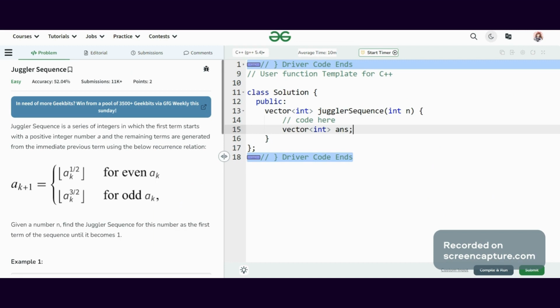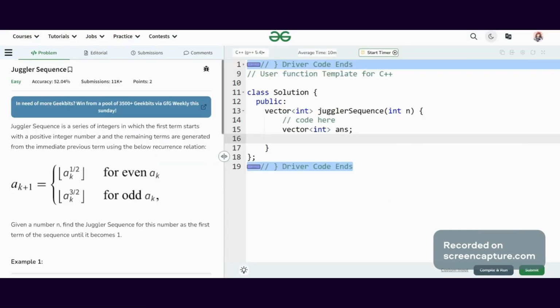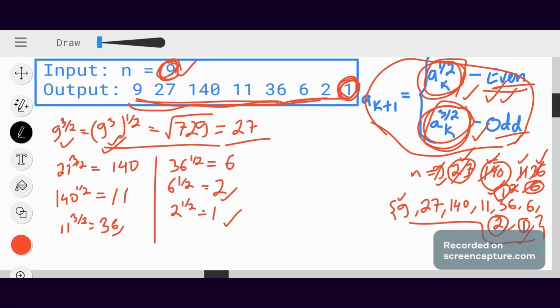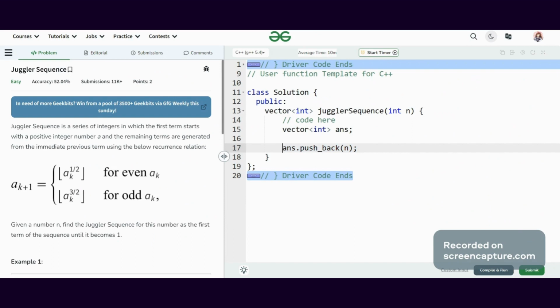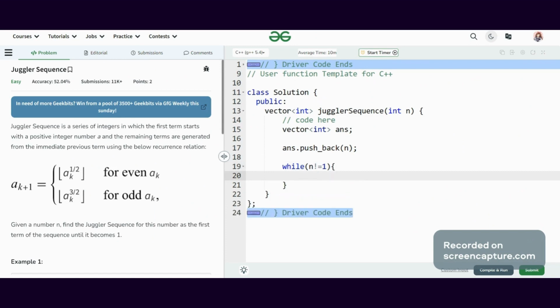So we will take our answer where we will store the terms, that is these terms, we will store these terms. Why am I doing this? Because the first term starts with a positive integer number a. So my first term is always included. So this number is always included in your sequence. That's why I am adding this term into your answer. Now proceed. While my n is not equal to 1, until and unless my n is not equal to 1, what will I do? I will check if my n is even or odd.